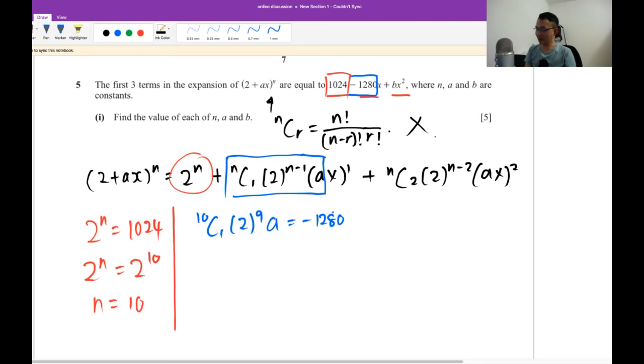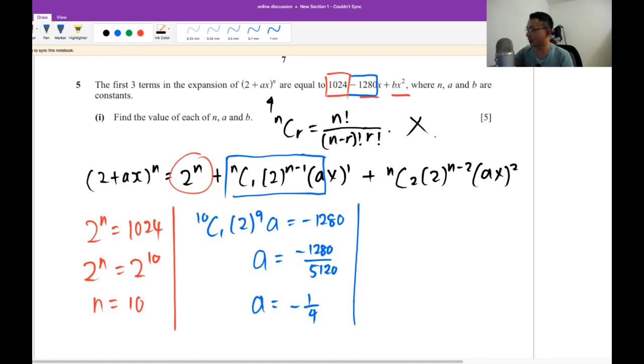2 to the power of 9 multiplied by 10. So a will become negative 1280 divided by 5120. So I can get my a easily. Negative 1/4.